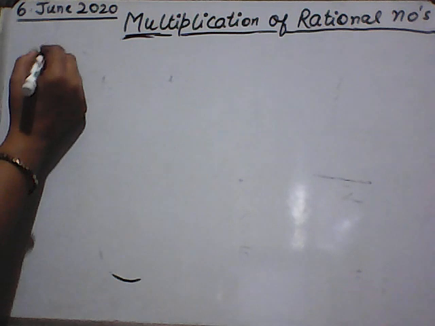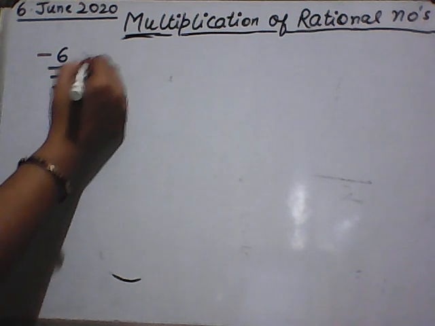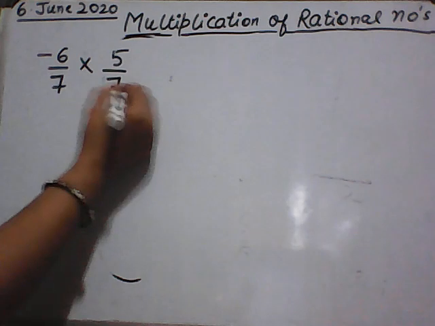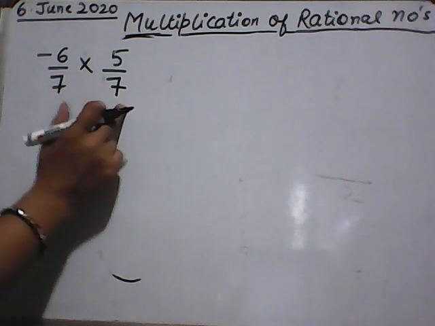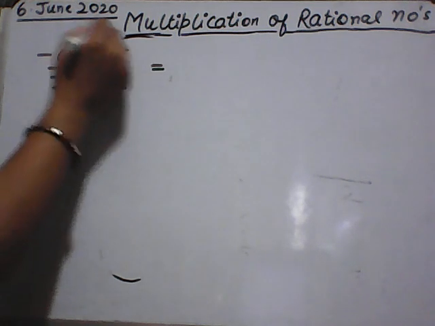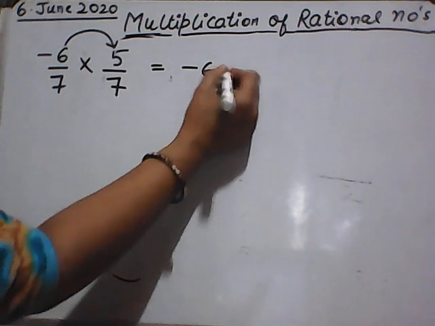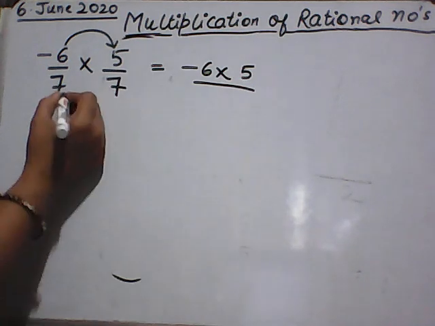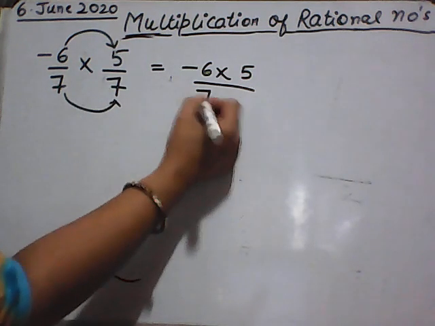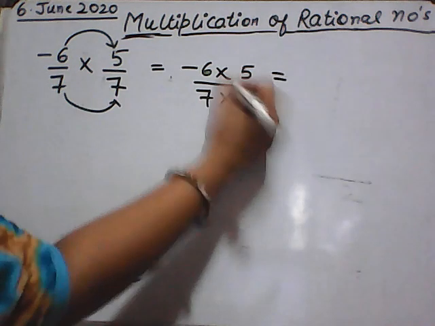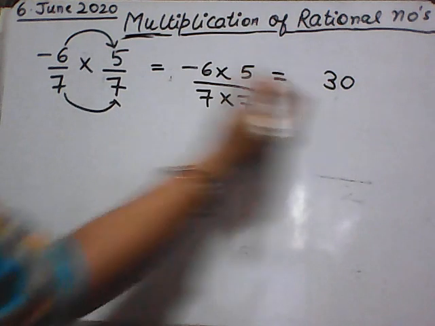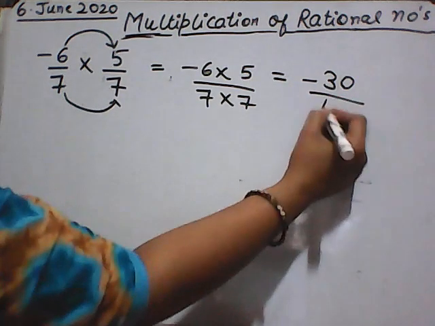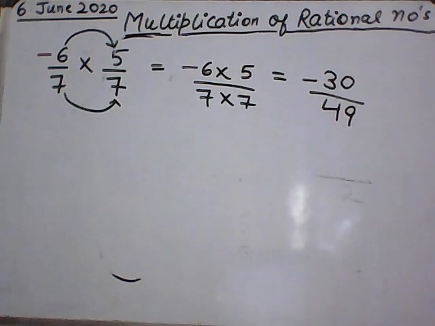Let's take another question. Minus 6 by 7 multiply by 5 by 7. You have to find the product of two rational numbers, first rational number and second rational number. Multiply the numerator with numerator, minus 6 multiply by 5, and multiply the denominator with denominator, 7 multiply by 7. 6 fives are 30, plus minus minus, here the sign is minus, so put sign here minus. 7 sevens are 49. In this way you can find the product of two rational numbers.